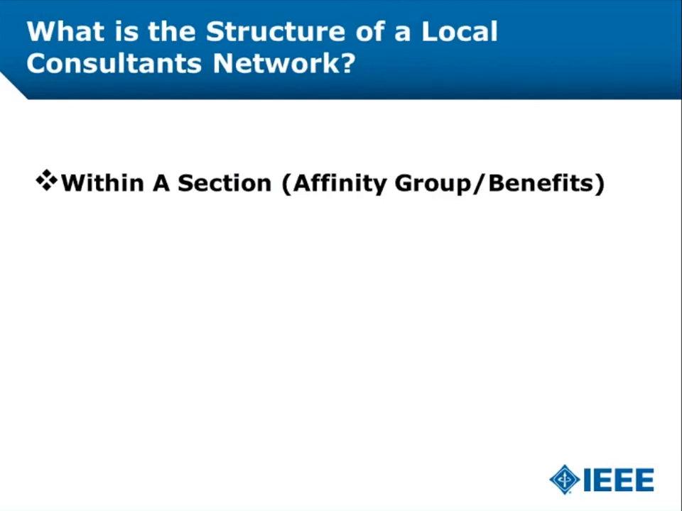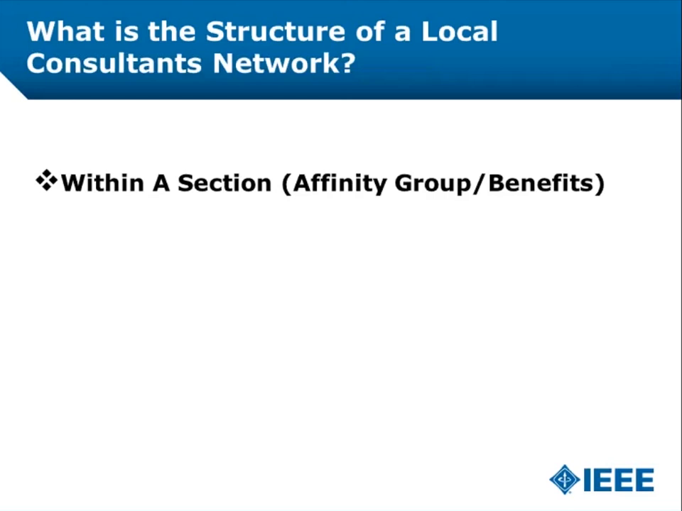So within a section, we create a consultants network. We call it a local consultants network. It's local to that section, and automatically it can become an affinity group. Now, what does that mean? An affinity group is a word used by IEEE and IEEE USA to describe an organization that is recognized by the organization to be called an affinity group.